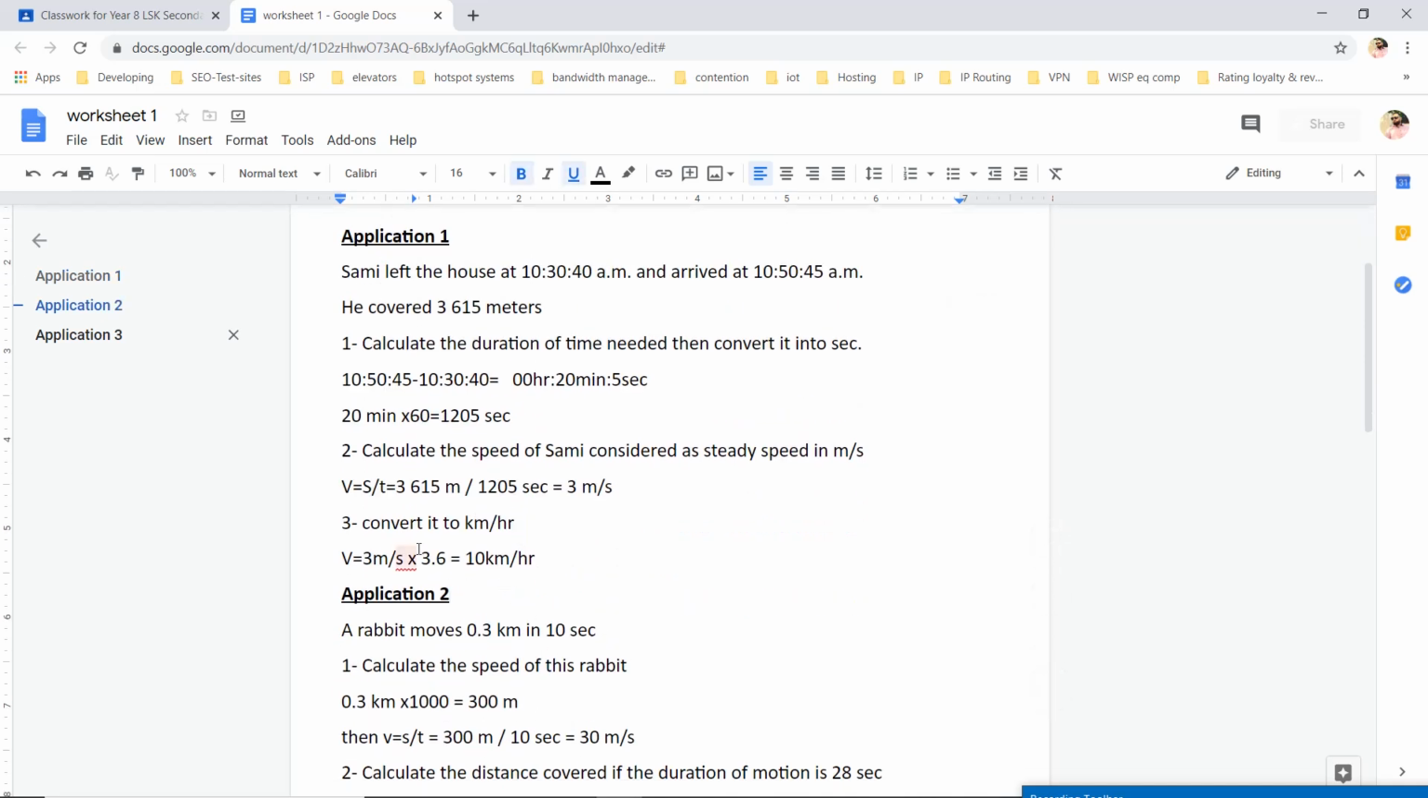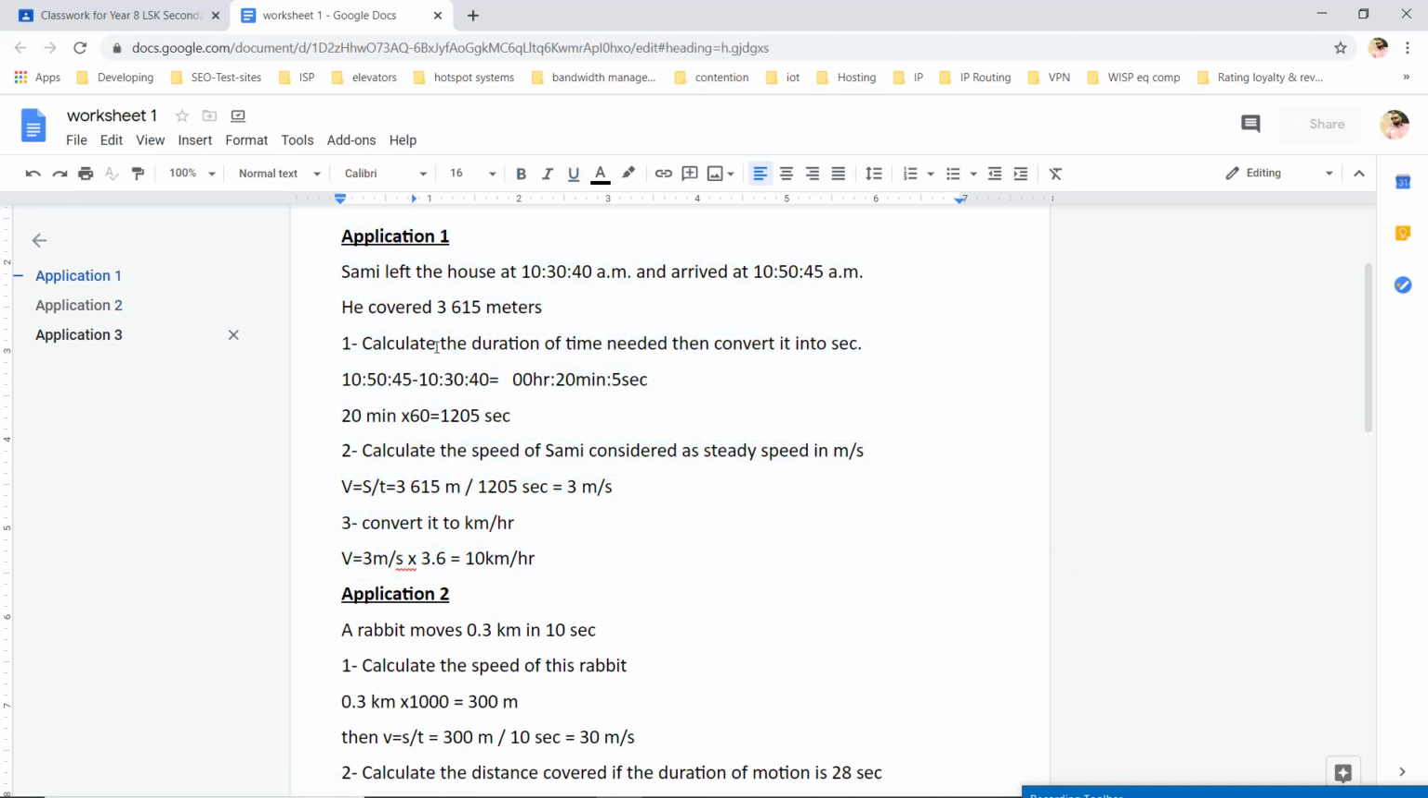Now convert it to kilometers per hour. You know every 1 meter per second is equal to 3.6 kilometers per hour. So I must multiply the value in meters per second by 3.6. So 3 meters per second multiplied by 3.6 is approximately 10 kilometers per hour. So this is application 1.